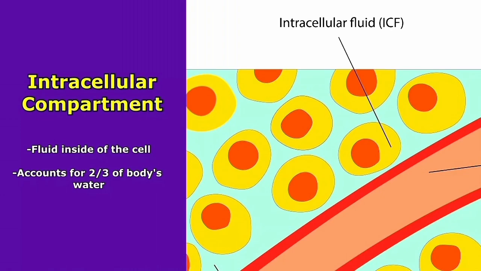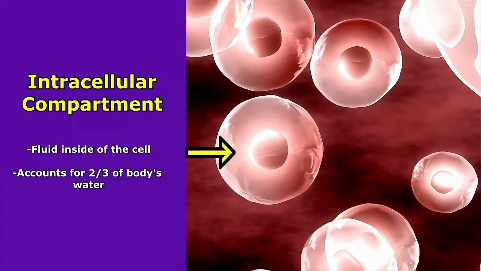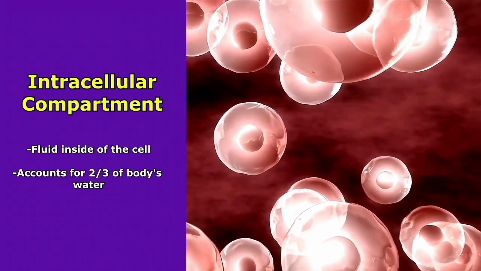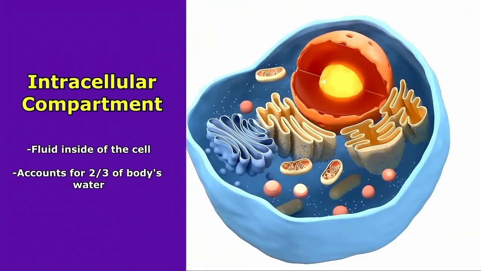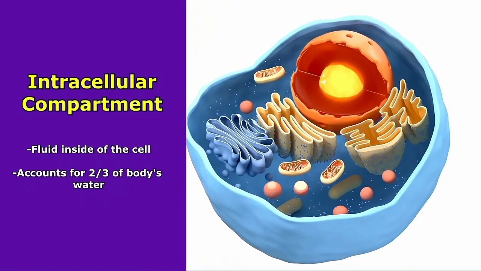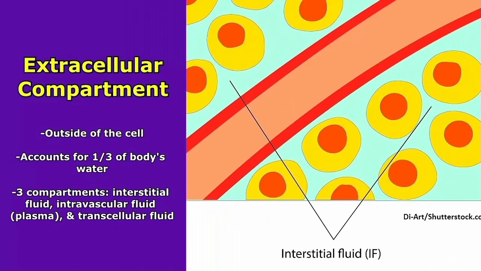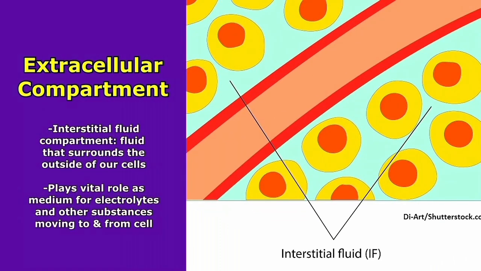So again, this was the fluid found inside of the cell, and this space actually accounts for 2/3 of our body water. So most of our fluid is inside of our cells. And then there's the extracellular space, which again is that fluid outside of the cell. And it accounts for 1/3 of our body water, and it includes the fluid compartments such as the interstitial fluid compartment. And the interstitial fluid compartment is the fluid that surrounds the outside of our cells.